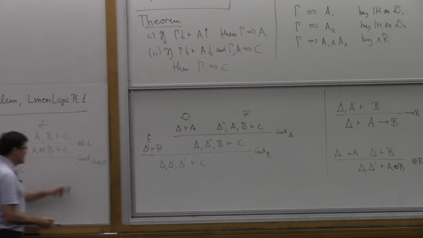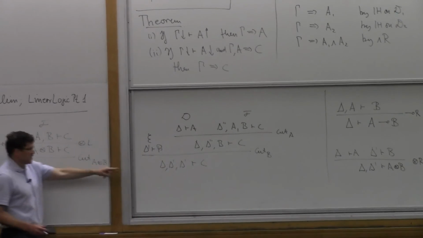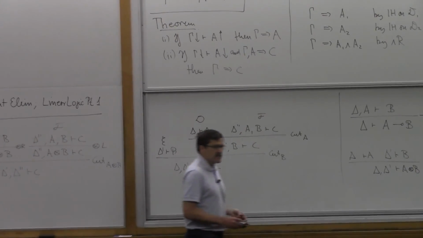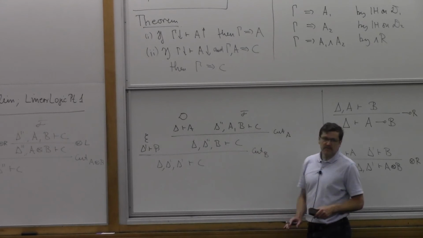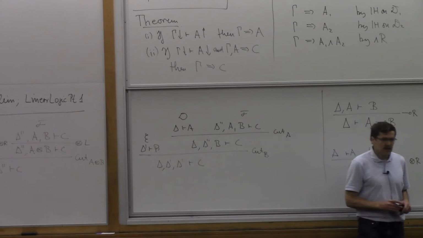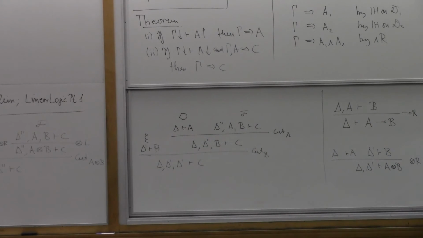Okay? So we reduce one cut of A tensor B into cuts on A and B. And that's an example of a reduction. Okay? And it's local because whatever D, E, and F are doesn't matter in this check. But this local reduction is going to be part of my global cut elimination proof.